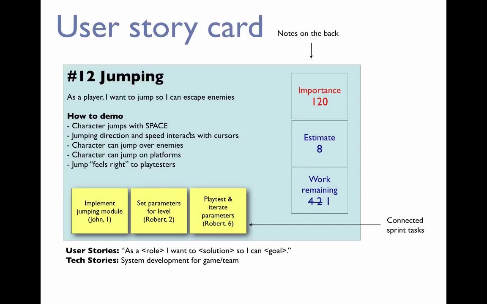If somebody hits the space bar, jumping direction and speed interact with the cursor, so players can use the cursor buttons in order to control that. The character can jump over enemies on a platform, and the jump feels right to playtesters. Then jumping has been successfully implemented.